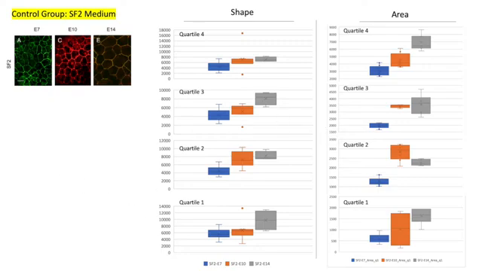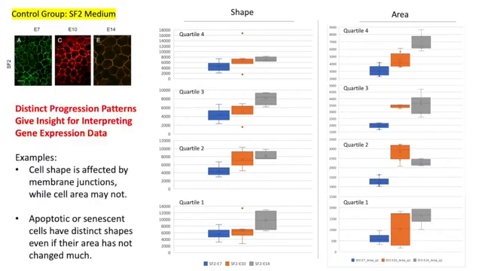Now, data like this may seem complicated and cumbersome, but it's actually very helpful if you're doing gene expression analysis by microarray or RNA sequencing. And the reason is because distinct progression patterns give insight into interpreting gene expression data. Here are 2 example scenarios. Cell shape is affected by cell membrane junctions, while cell area may not be affected by cell membrane junctions. Also, apoptotic or senescent cells have distinct shapes, even if the area of these cells has not changed much.